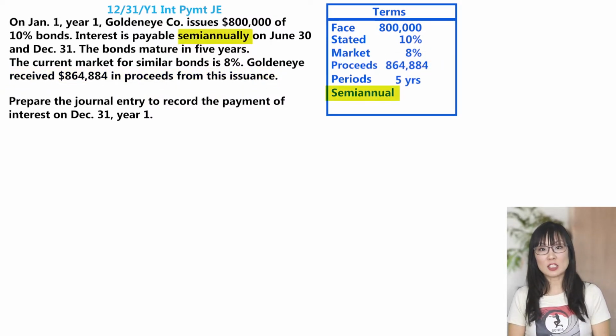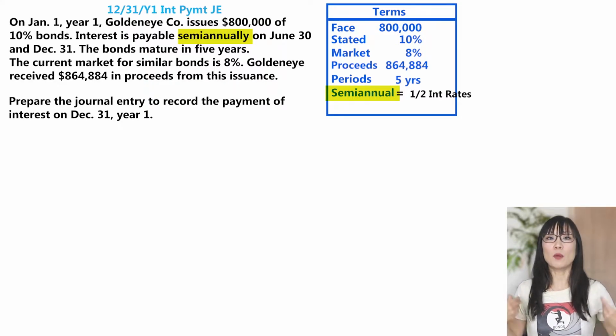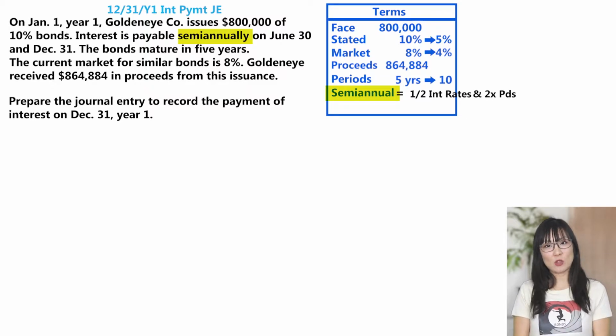When you're writing out the basic terms and you see semi-annual, bells should go off. I said bells, not emergency alarms. Better. For semi-annual payments, go through the terms and halve the interest rates, and if the length of the bonds is in years, double the periods. The 10% stated rate becomes 5%, the 8% market rate becomes 4%, and 5 years becomes 10 semi-annual periods.